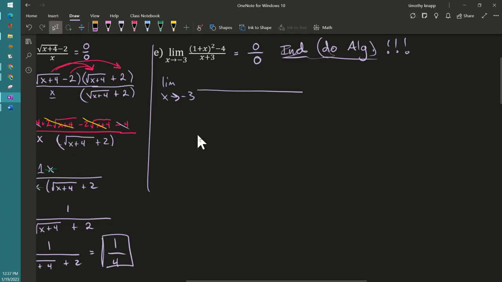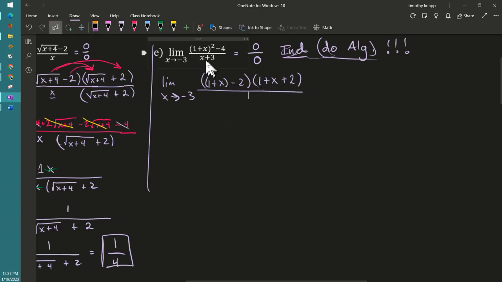And my first square is going to be x minus, no, I messed that up, sorry. It's 1 plus x minus 2. And then the other one is 1 plus x plus 2.